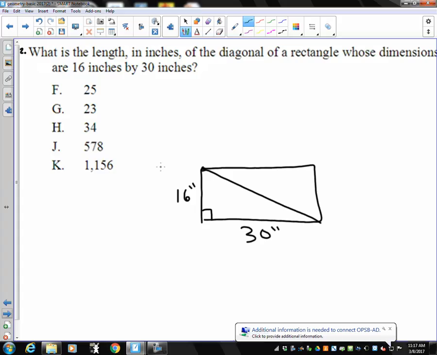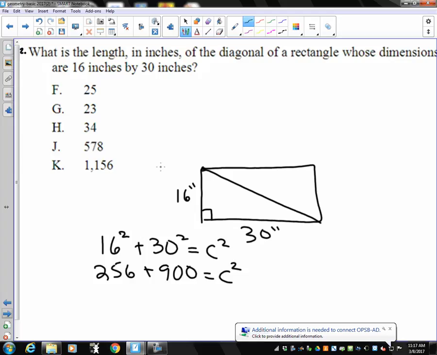We're missing the hypotenuse this time, so we say 16 squared plus 30 squared equals c squared. So this would be 256 plus 900 equals c squared. And then 256 and 900 is 1156. Notice that's one of the choices there, so that is a distractor. We should know that we take the square root on both sides.